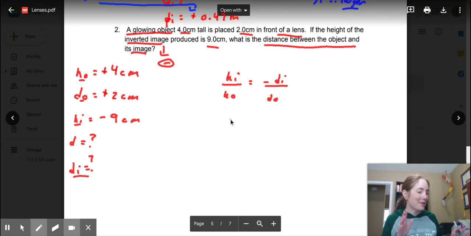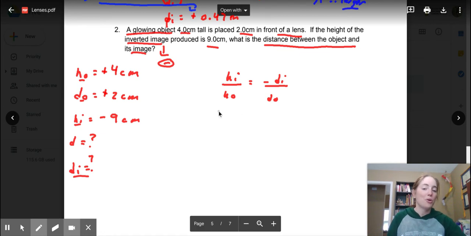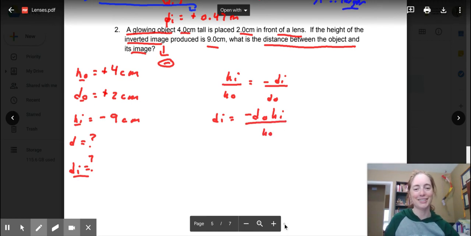Okay. So once again, that magnification equation, you only pick the 2 halves that you're going to need. So I'm going to rearrange this guy. I'm trying to find my DI, so I'm going to multiply by DO, and then I'm going to multiply each side by -1 to move that -1 over. So I'm going to wind up with DI is going to equal negative DO times HI divided by HO. Okay. So I'm going to plonk my numbers into my equation, ladies and gentlemen.